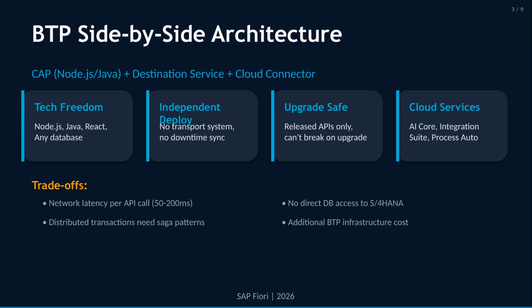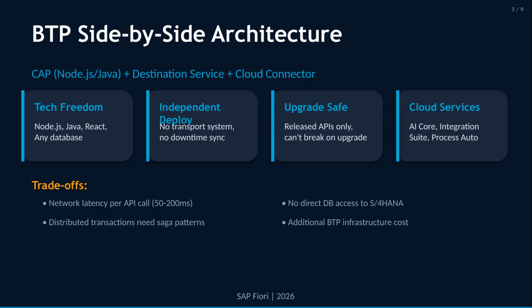In the side-by-side model, your custom code runs on SAP BTP Cloud Foundry or Kyma. You build with the Cloud Application Programming Model, known as CAP, using either Node.js or Java. Your app communicates with S/4HANA exclusively through released APIs, typically OData or REST, routed through the SAP Destination Service and Cloud Connector. The key strengths.